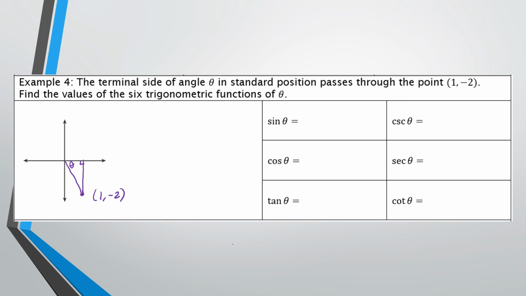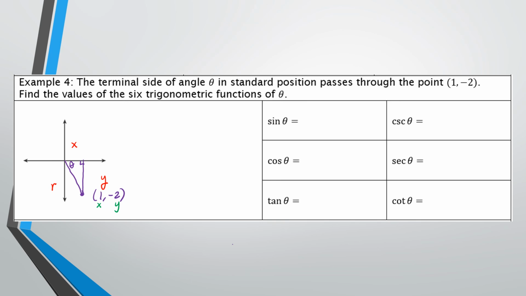So my x distance is always horizontal. That means this is going to be the x of my triangle. My vertical distance is always y, and the hypotenuse of the triangle is always r. So I now know what everything is labeled, but now I need to know what the numbers are. We already know x and y, because we were given this ordered pair.